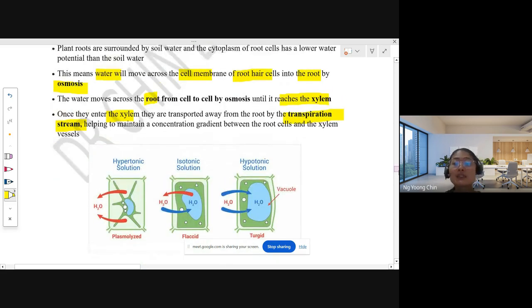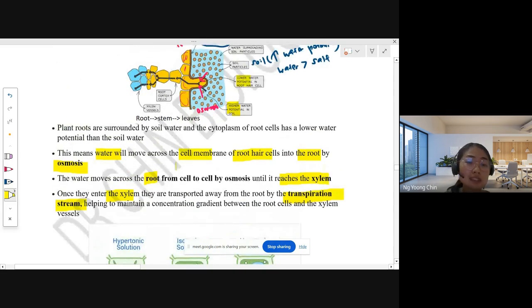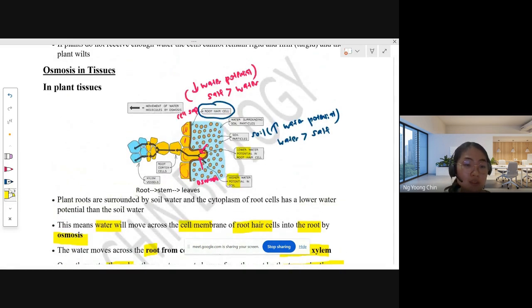Okay, what is meant by transpirational stream? You can imagine it this way. The transpiration stream is when the water reaches the xylem vessel. For your information, xylem vessels are found in the roots, stem, and also leaf. So it will be something like this. This is a leaf, right? This is the roots, to the stem and then to the leaf.